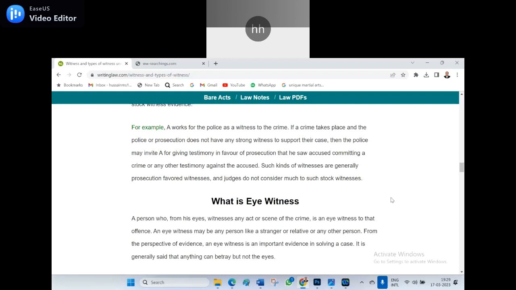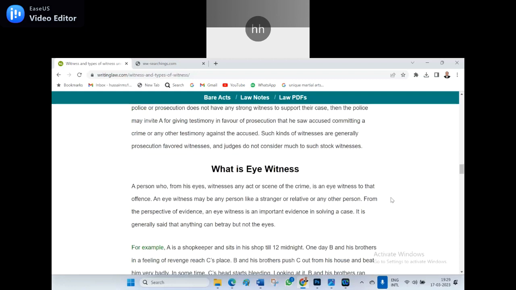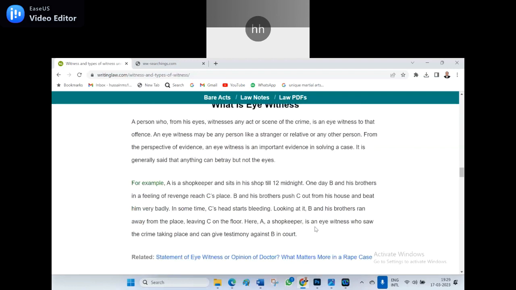Can eyewitnesses be reliable? Yes, sir. A person who from his eyes witnesses any act or scene of the crime is an eyewitness to the offense. An eyewitness may be any person, like a stranger or relative or any other person, even a passerby. From the perspective of the court, an eyewitness is important evidence in solving a case. It is generally said that anything can betray but not the eyes. So, eyewitness has more priority.